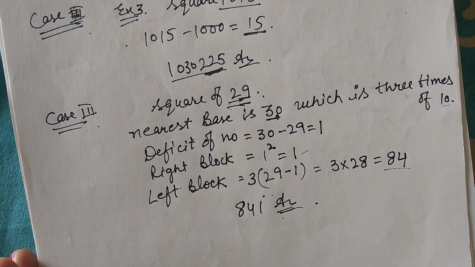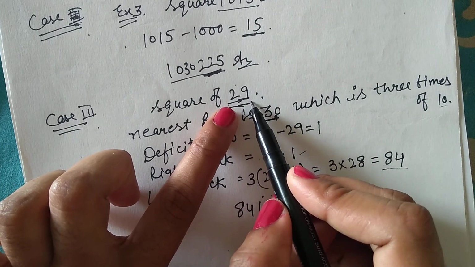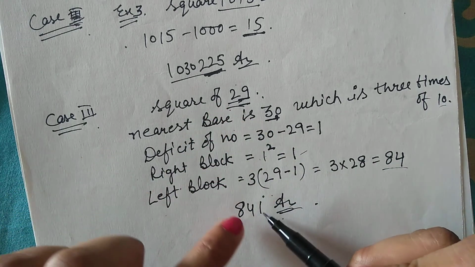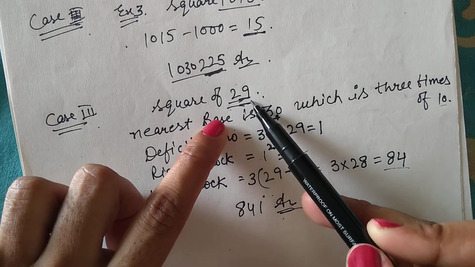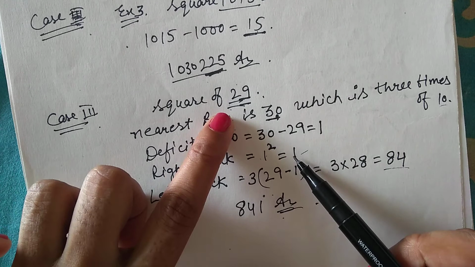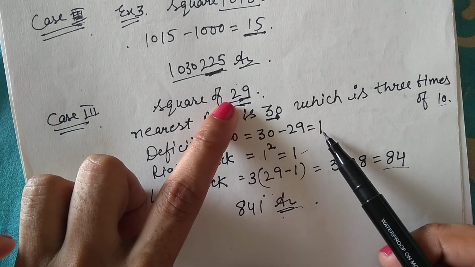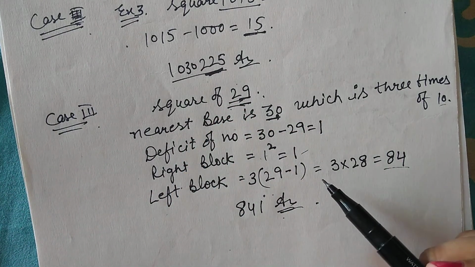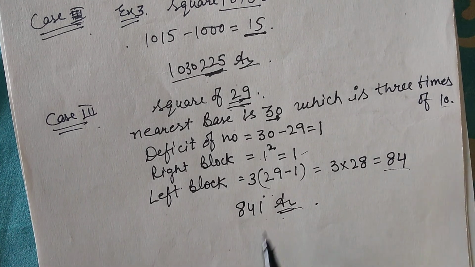So this is the answer for 29. We just find its nearest base, that is 30, and how much less it is than our base, 1. So 1's square is the right hand side, and for the left hand side we just subtract this deficit from the number. We get 28, but here the base is 30, so we multiply 28 by 3, then we get 84. 841 is the answer.